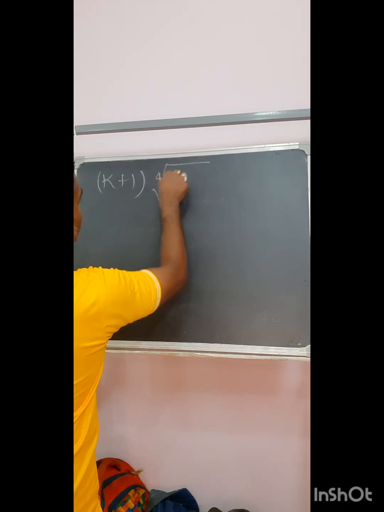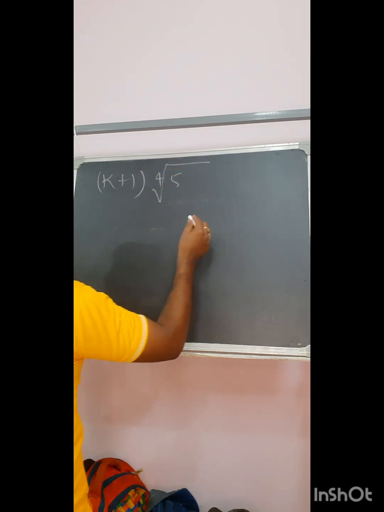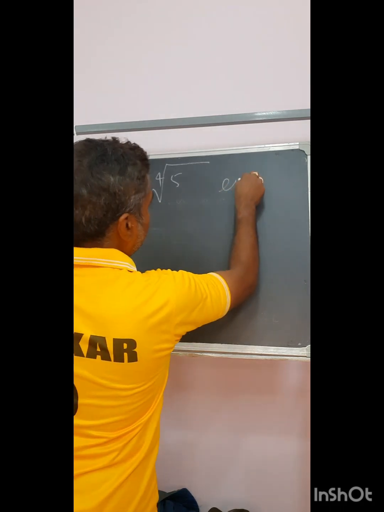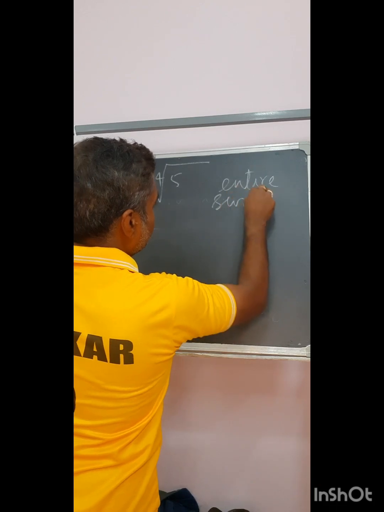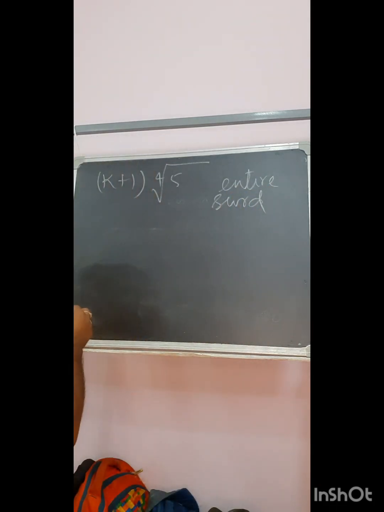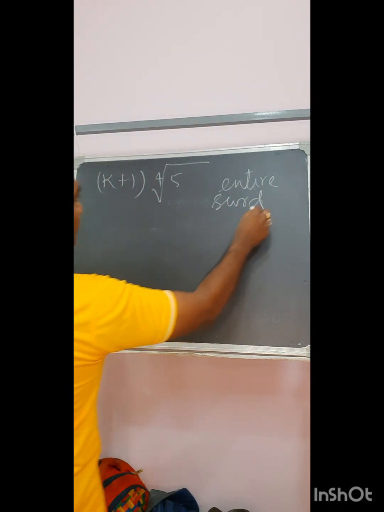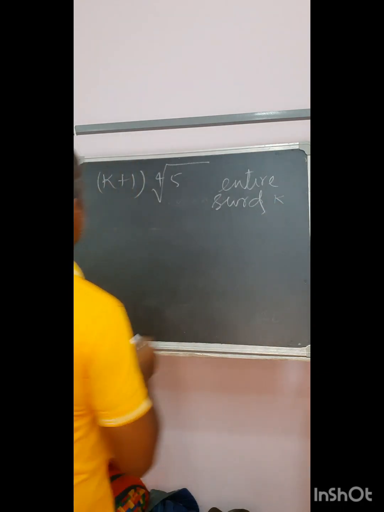Coming to the next problem. It says k plus 1 whole 4th root of 5 is an entire surd. Then what is the value of k?